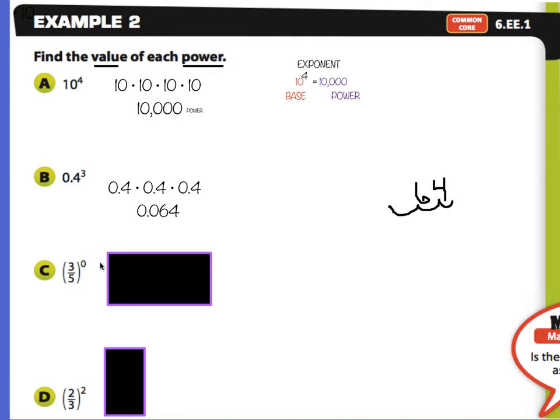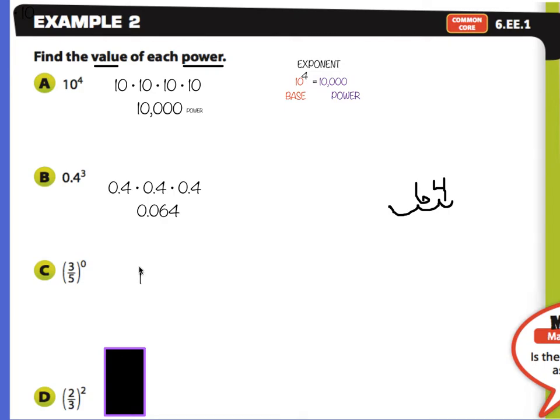Now look at this. We have a 0 power here, and it's a fraction. Don't let that fool you. Anything to the 0 power equals 1. Good job. Look at that. Easy as pie, right? Right. Anything to the 0 power equals 1.